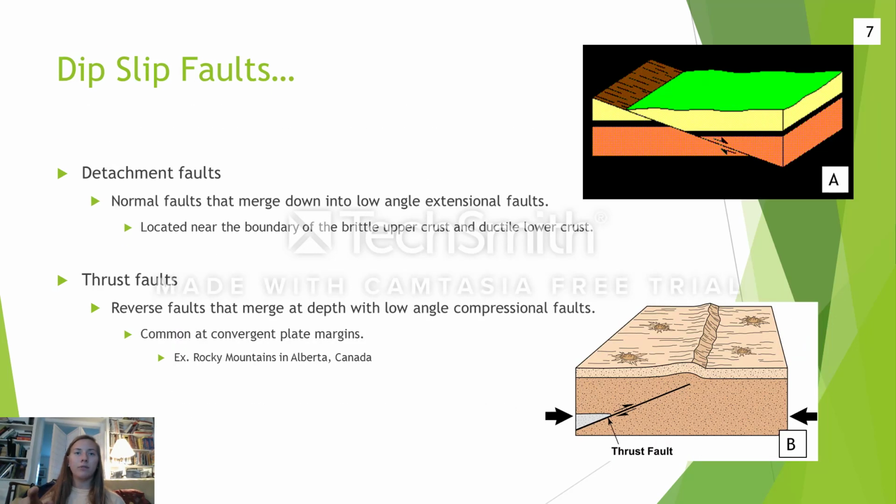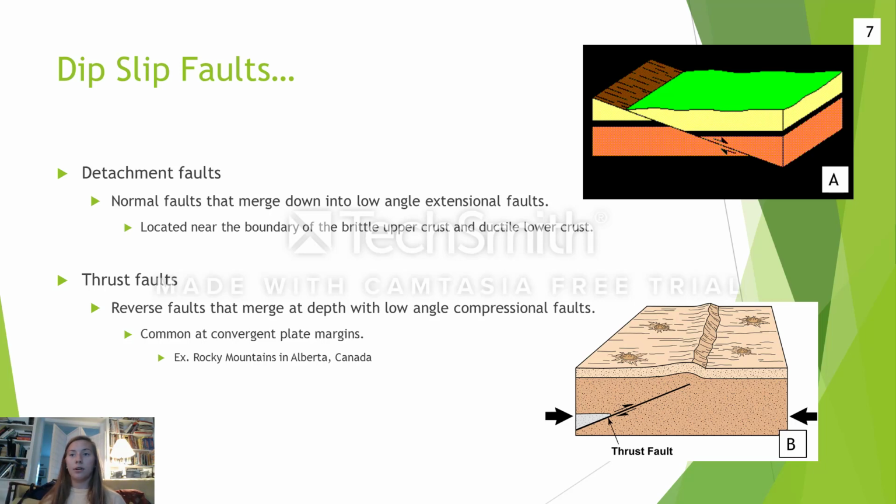So kind of going off of those two, we have detachment faults and thrust faults. These are going to be exactly like the other two, just at a lower angle. So detachment faults are going to be normal faults at a lower angle. Thrust faults are going to be reverse faults at a lower angle. Most reverse faults are thrust faults. So these are going to be typically less than a 45-degree angle.